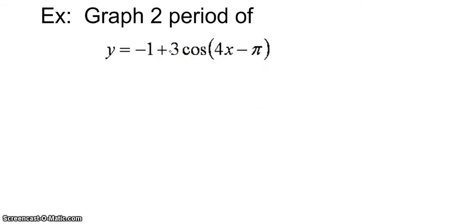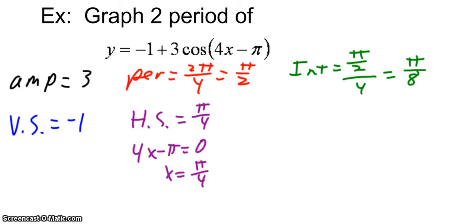Now your turn. Find the amplitude, the period, the horizontal shift, the vertical shift, and the intervals. Pause the video, unpause when you're ready to check that, and then we'll get into the graphing. Okay, so we should have an amplitude of 3, a period of pi halves, our intervals are pi eighths, the vertical shift is -1, and the horizontal shift is pi fourths.